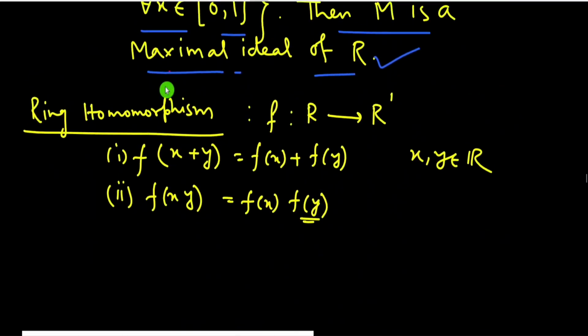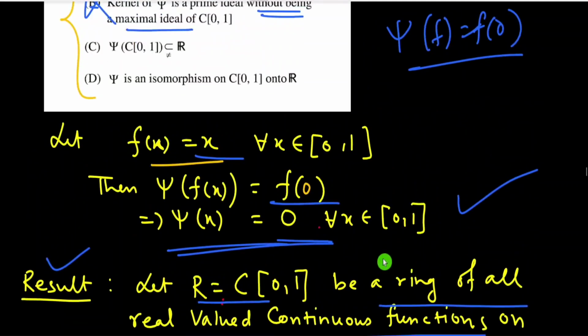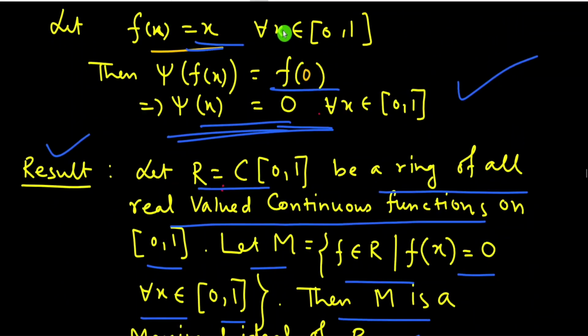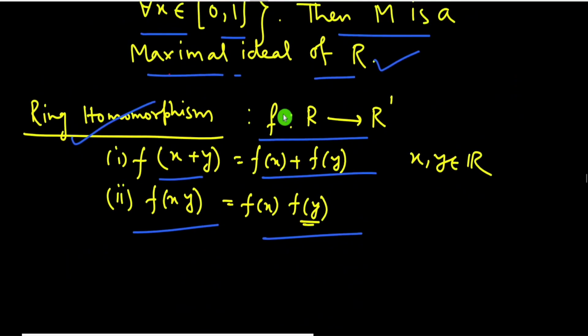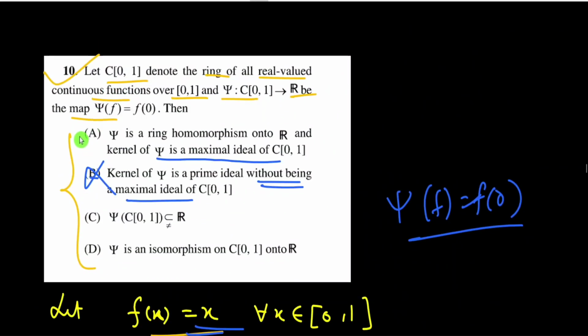We also apply the concept of ring homomorphism, simple definition: if f from R to R dash is such that f of x plus y equal to f of x plus f of y, and f of xy equal to f of x times f of y. For f(x) equal to x, psi is equal to 0, or you can take f(x) equal to a constant, then clearly this satisfies these two conditions, which is clearly a ring homomorphism. Therefore option A is clearly correct here. Psi is a ring homomorphism onto R, and the kernel of this is maximal.